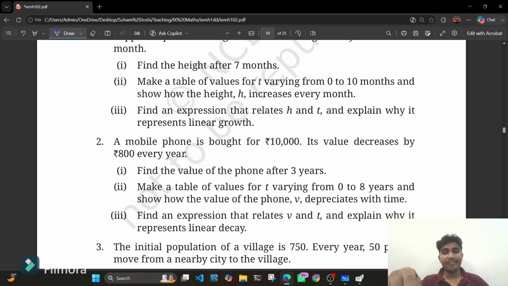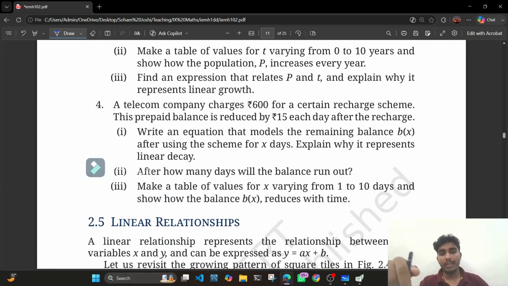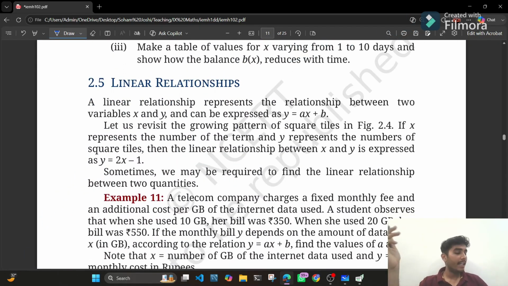So next up we have exercise 2.4. You can solve it on your own. If you have any doubts, feel free to reach out to me in the comment section. I would love to clarify them.